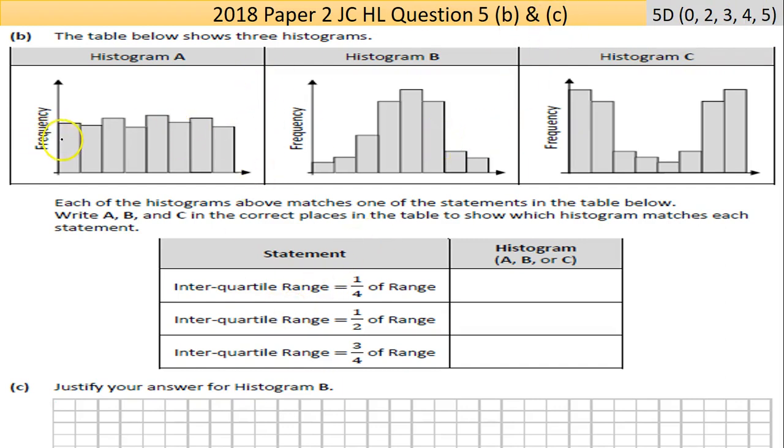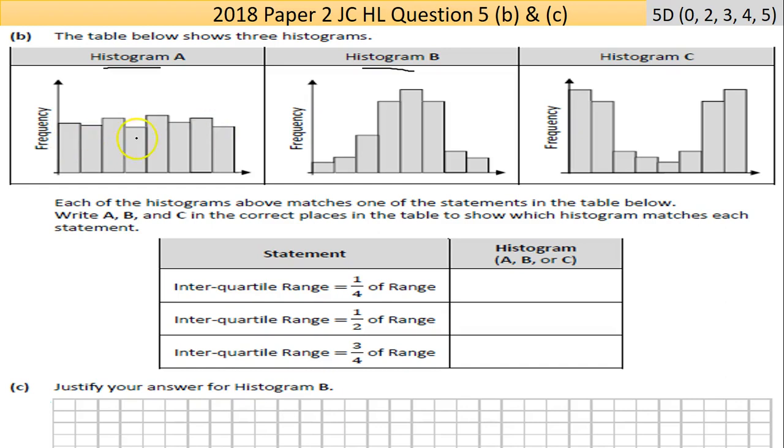So you have 3 different histograms here. Now they look more like bar charts because the width of the bars is the same. But in histograms, it's the area of the bar that matters, but that won't be of huge effect in this particular question. Now, see there, this one is fairly constant.